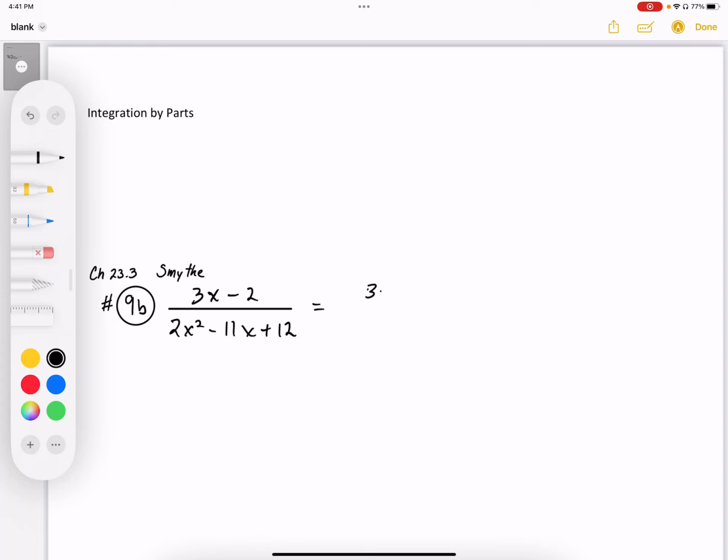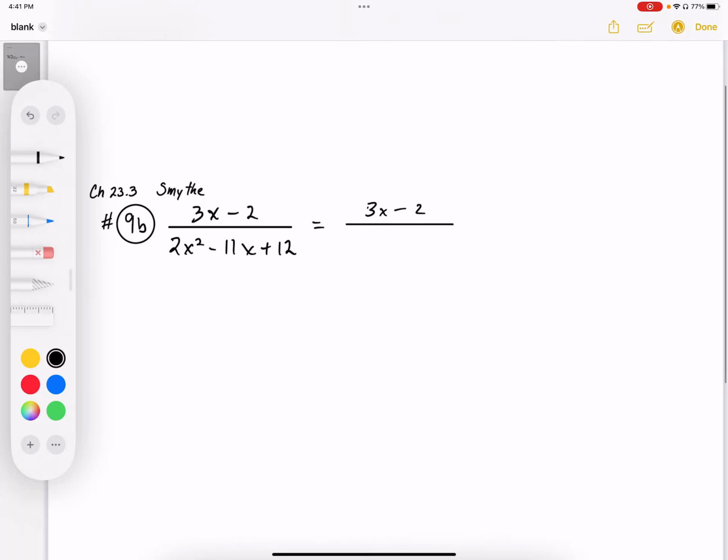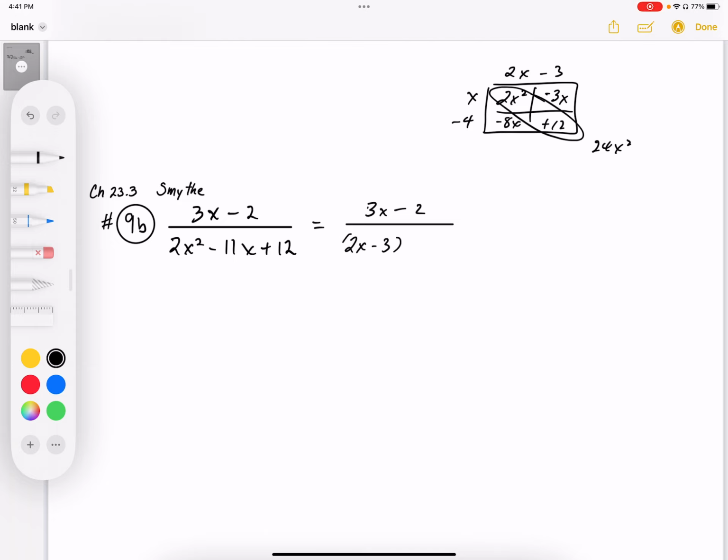So we end up with 3x minus 2 over 2x squared minus 11x plus 12. We could factor using our grid. We have 2x squared and 12. This diagonal product is 24, so we use that to break down. We have two numbers that multiply to 24 and add to negative 11. That's going to be negative 3 and negative 8. So it factors to 2x minus 3 and then x minus 4. So that's our start. We need to make sure we recognize the factors.